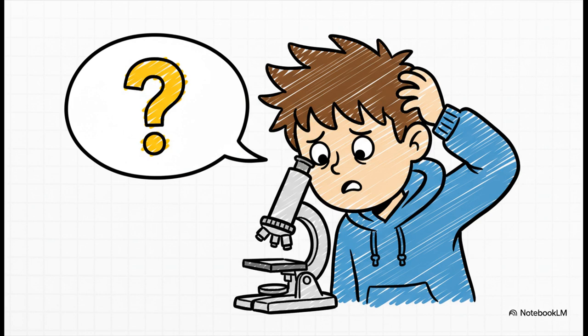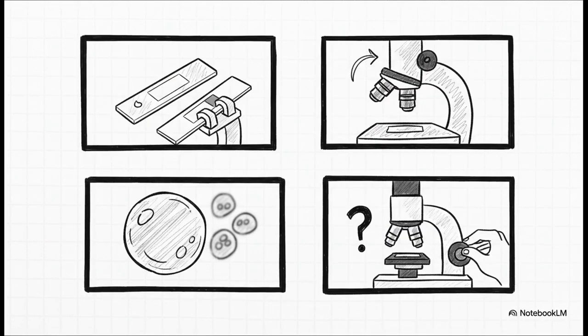Okay, this next one is all about practical problem solving. Imagine this. The student looks through the eyepiece and sees absolutely nothing. So why? What's one possible reason? And wow, look at this list of possibilities. The mark scheme accepts a ton of common mistakes.